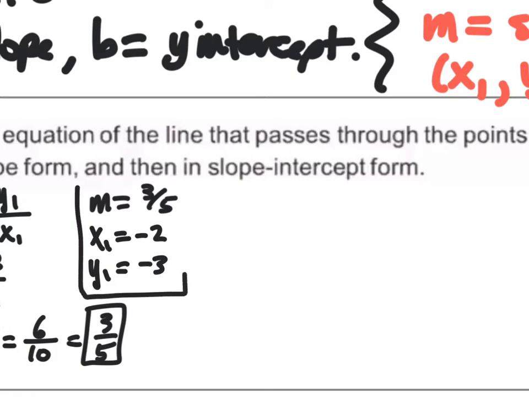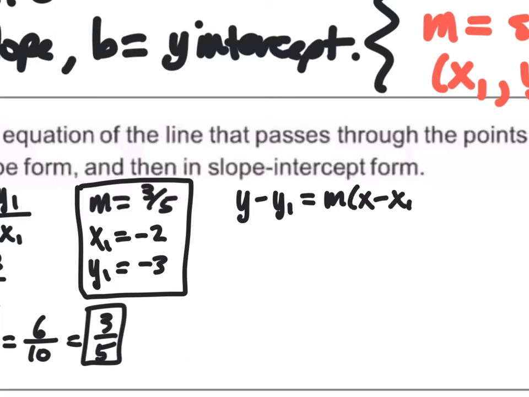So this is the information that I need to put my equation into point-slope form. Let me write that out again: y minus y sub 1 is equal to m times x minus x sub 1. So y minus y sub 1 is just y minus negative 3, plugging in negative 3 for y sub 1, and that's going to equal 3/5 times x minus x sub 1, which is negative 2.